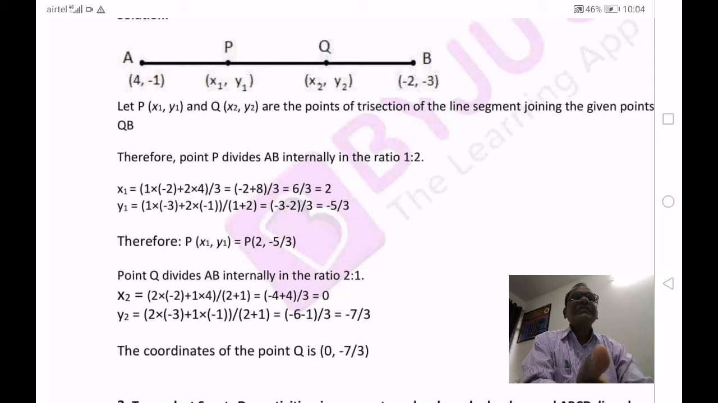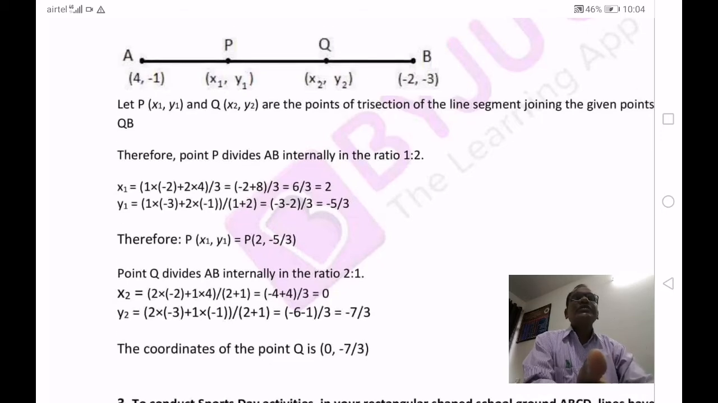Here it is, P divides. Just think there is no Q, only P is there. That means AP equals 1 ratio, PB equals 2 ratio. What is the dividing point?